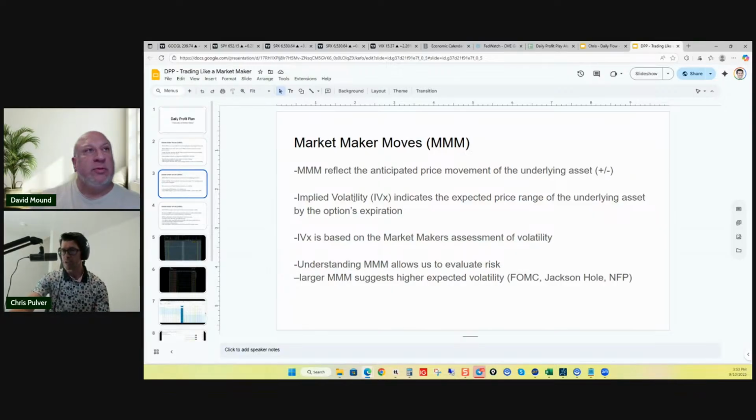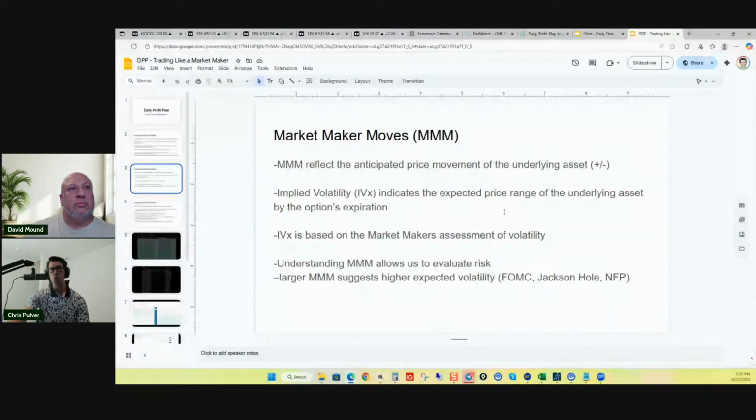Now, implied volatility is indicating the expected price range of the options expiration. So, for example, tomorrow we have CPI news coming out at 8:30 a.m. Last week we had non-farm payroll. The week before that we had Jackson Hole. We've had all sorts of wild and crazy news events that a lot of times the markets are pricing in. There's rarely a single day that goes by that the market makers are surprised.